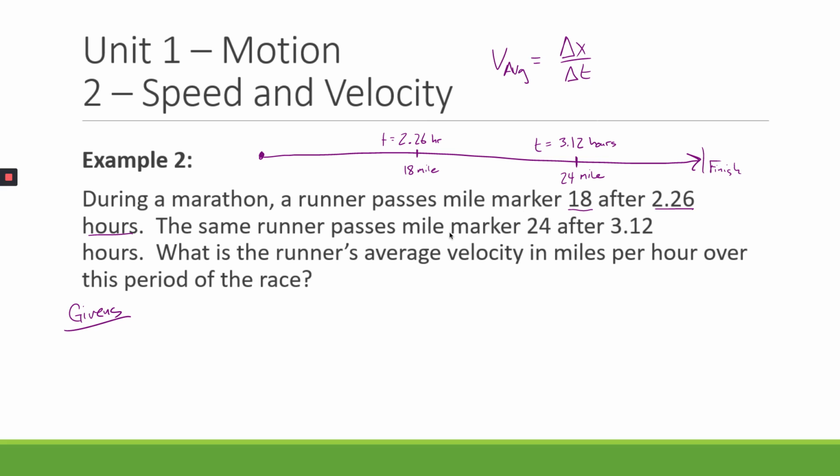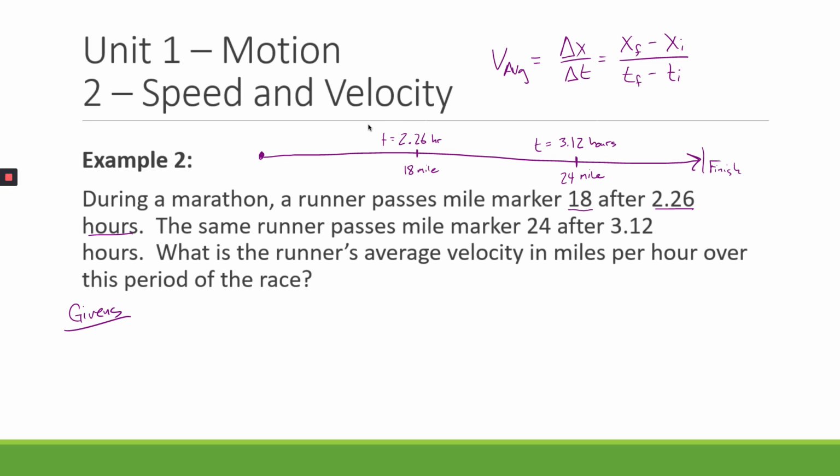Now, is there an easy delta x or delta t out of this information? No, there's not. So we're going to have to use the larger version of the formula. So x final minus x initial, so position final minus position initial over time final minus time initial. Now, this will happen often in physics problems. You're going to signify one part of the motion as the initial and one part of the motion as the final.